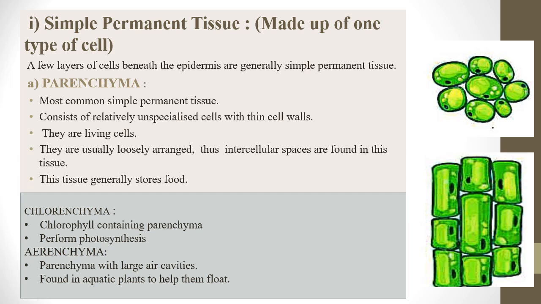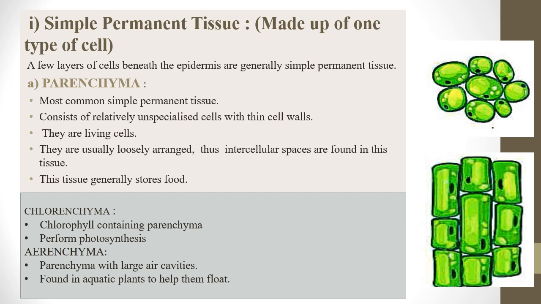Chlorenchyma and aerenchyma are two specialized types of parenchyma tissue found in plants. Chlorenchyma is a type of parenchyma that contains chlorophyll and performs photosynthesis. It is mainly found in leaves, green stems, and young plant parts where photosynthesis occurs.